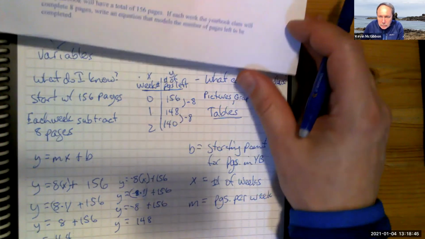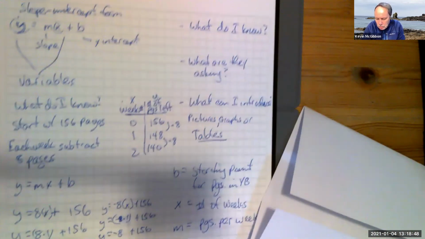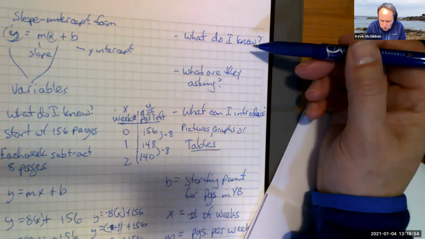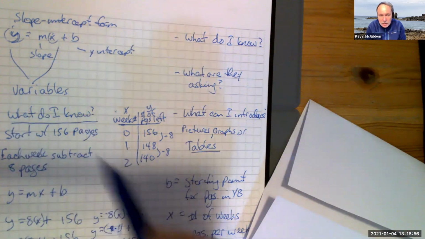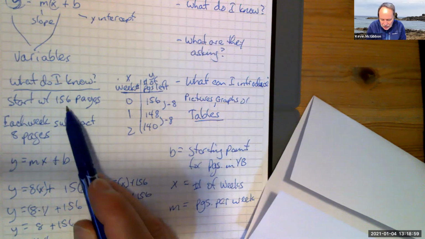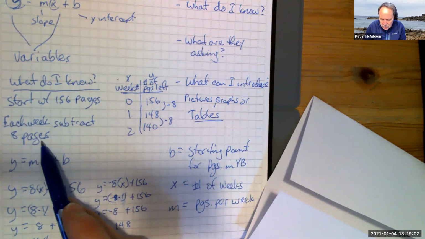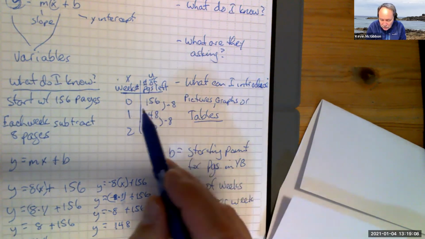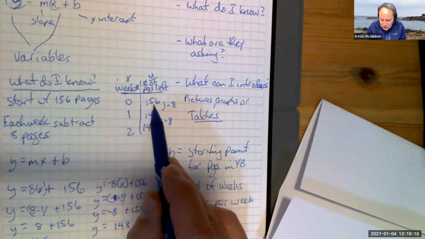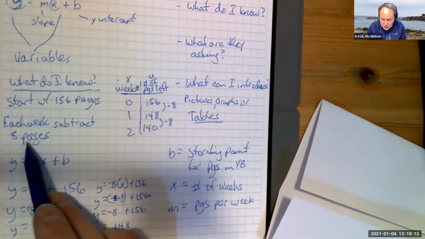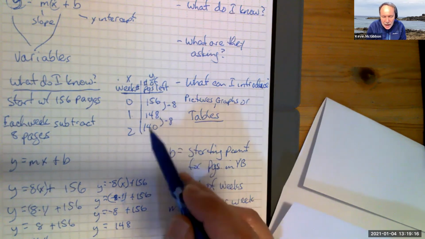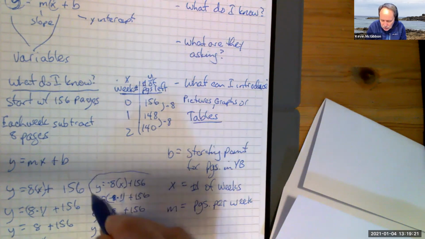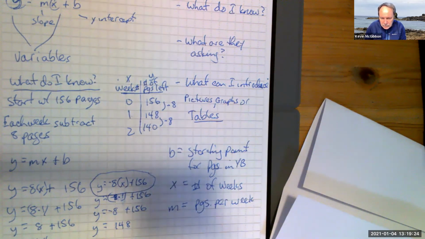Okay, so look what we did here. We used our word clues for the word problem. We figured out what we knew, which was started with 156 pages, and each week we subtracted 8 pages. We created a little table to help us. We said, since we started with 156, that was 0 and 156. And then we used the next clue to subtract 8 every week. And that provided us with the information to fill out the equation.